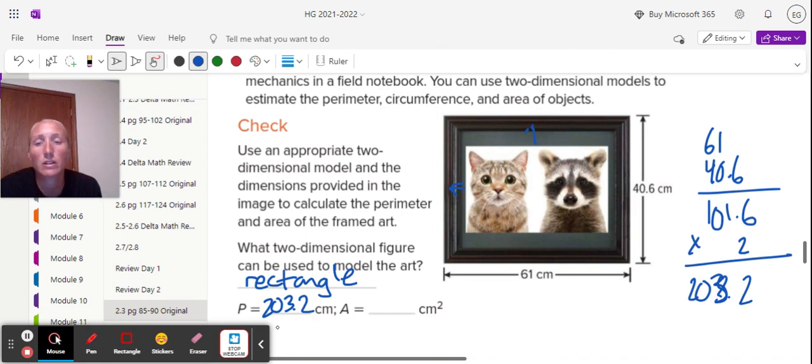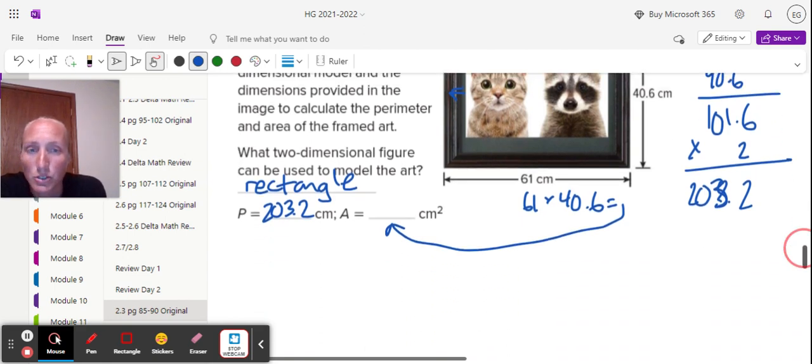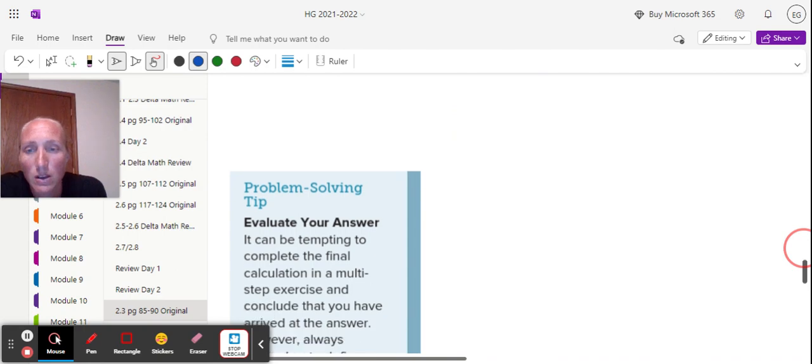Yep, so you can calculate it however you want. I guess that is exact, so I'm going to just leave it there. And then area, in this case, would just be the 61 times the 40.6. And whatever we get from that is what would come into that centimeter squared. Again, I don't have my calculator on me. Probably a bad thing when you're a math teacher and making a video, but I don't, so I'm going to trust that you guys can do that part.